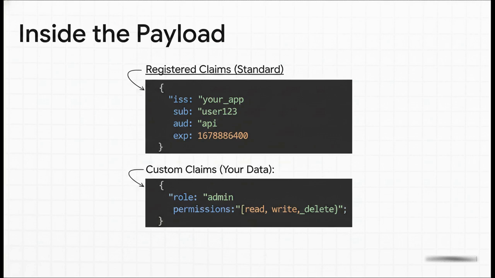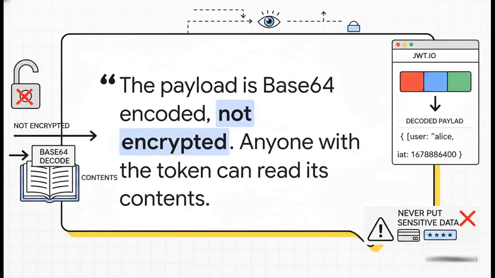Then you've got custom claims, and this is where you can put your own application-specific data. Things like a user's role or a list of their permissions. That's all custom. Okay, stop what you're doing and listen to this. This is, without a doubt, the single most important thing you need to understand about JWTs.